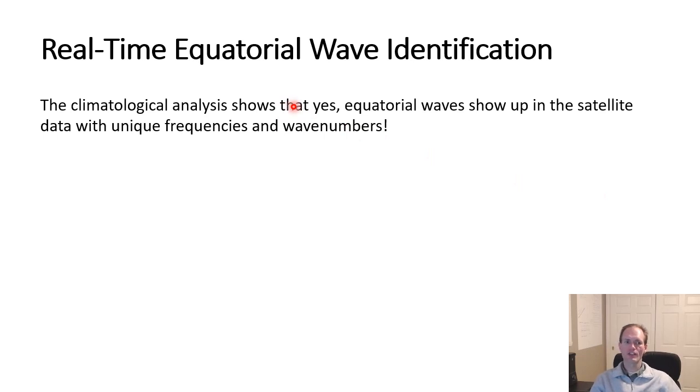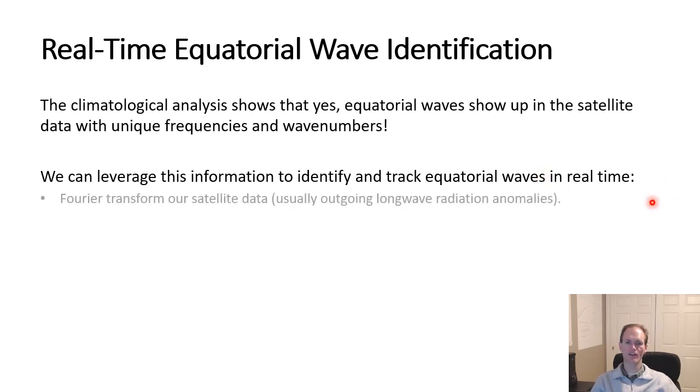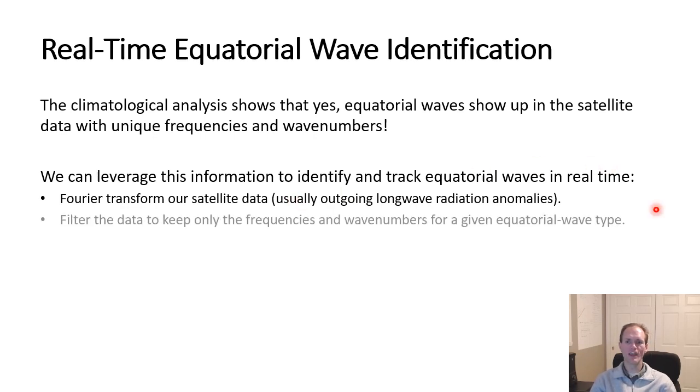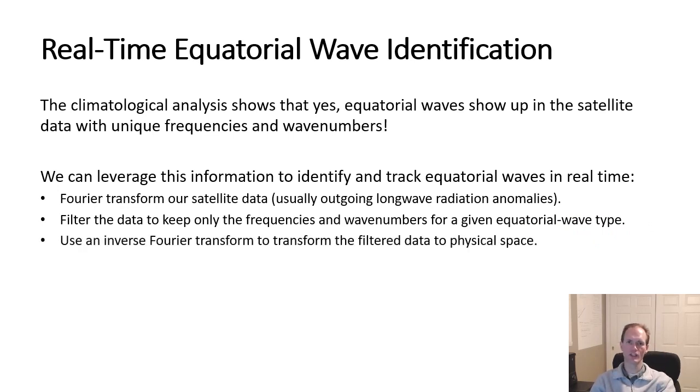So yes, as we just noted, equatorial waves do show up in the satellite data with the unique frequencies and wave numbers that we saw from theoretical expectations before. We can use this information to identify and track them in real time. Take our outgoing longwave radiation anomalies, convert them into Fourier space. So instead of varying in X, Y, and time, they vary in frequency and wave number. We then filter out only the frequencies, so only the periods, and only the wave numbers, the horizontal scales and directions of propagation, for a given wave. And then we use an inverse transform to bring that back to physical space and plot up the result.